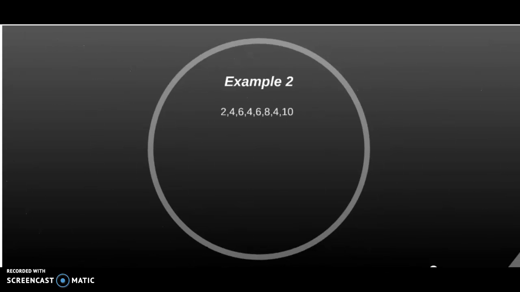So let's look at this. Our numbers are 1, 2, 3, 4, 4, and 5. So what is the mode? What number occurs most often? 4. One more example. 2, 4, 6, 4, 6, 8, 4, 10.